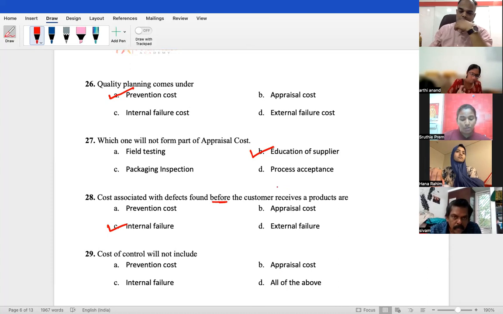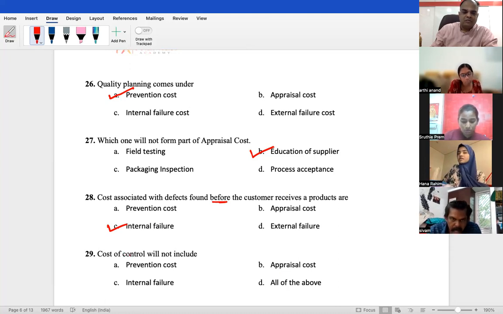Cost of control will not include option A, prevention cost, B, appraisal cost, C, internal failure, D, all of the above. C. Cost of control, internal failure will not. Cost of conformance, not control. Am I right?